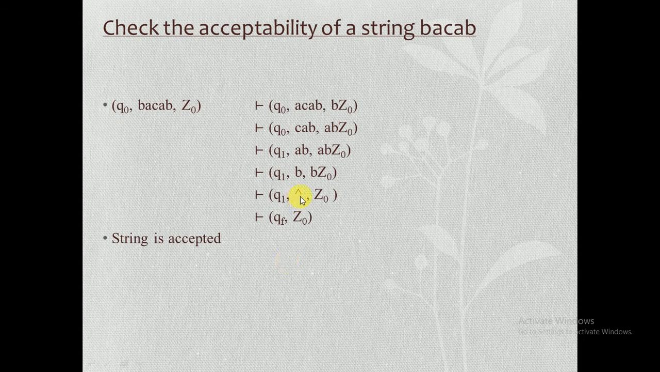So next, when you have nothing to process in your input string and you have the z0 as the topmost element of the stack, you will have to enter into qf comma z0. It means that the string is accepted. Second example.